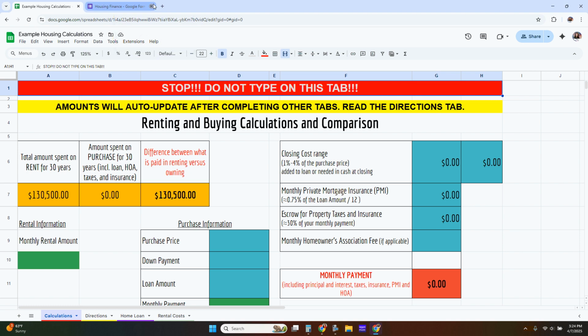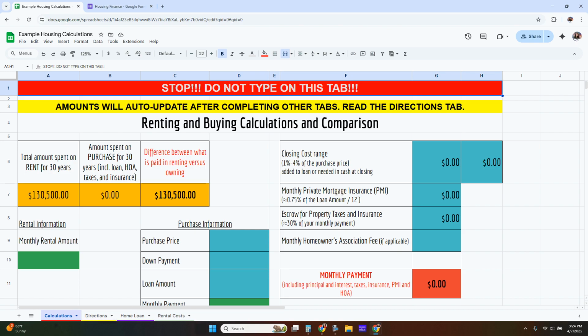So we're going to take a look at how to complete the housing calculations spreadsheet. When you open up your assignment, it's nice, bright, and colorful right here. An extremely important note on this tab: do not type on this tab. This super colorful page has a lot of information, and everything on it will auto calculate based off of the other tabs that you'll complete.